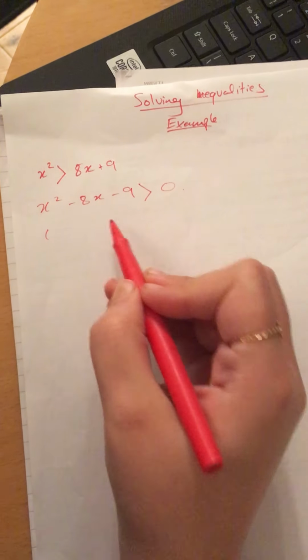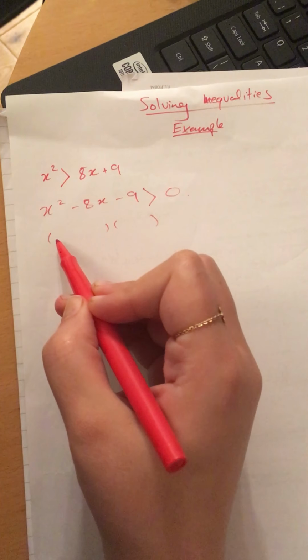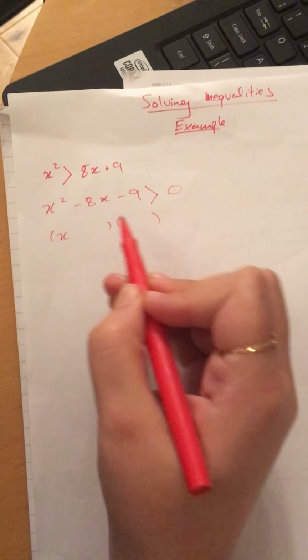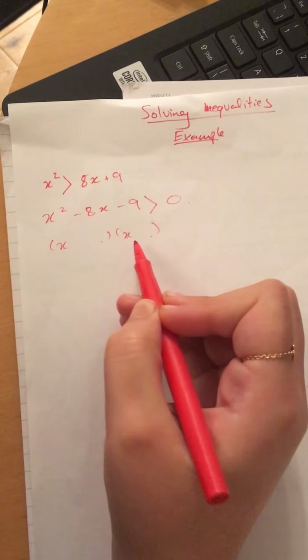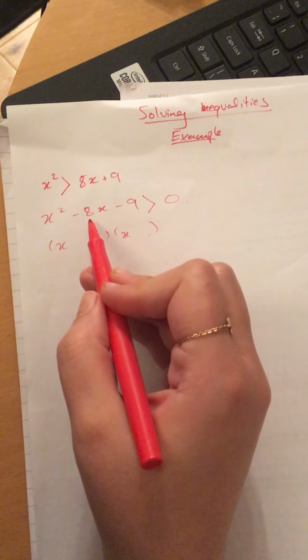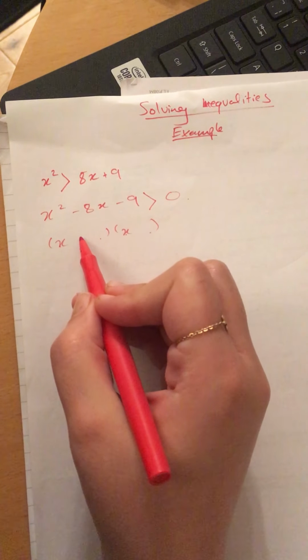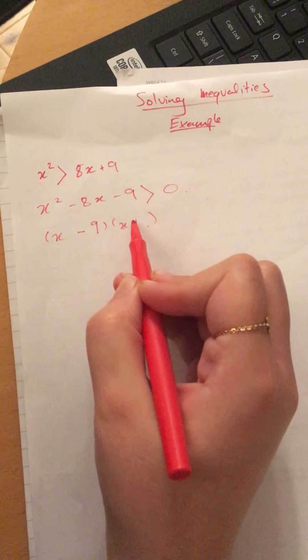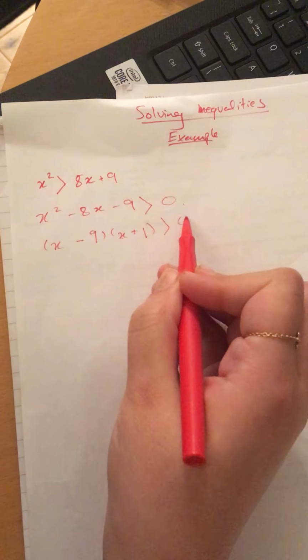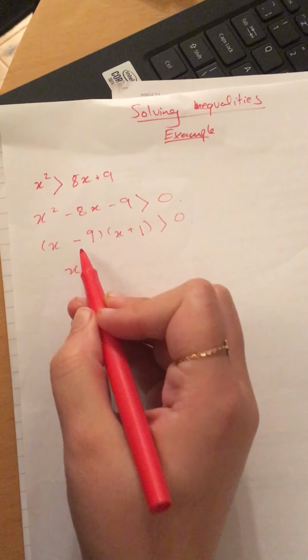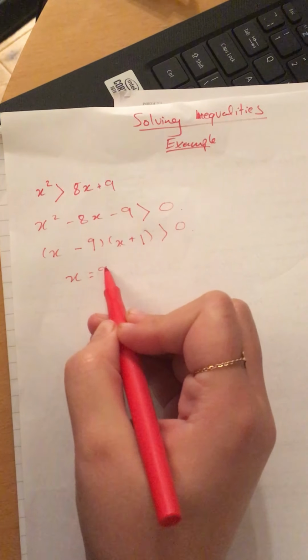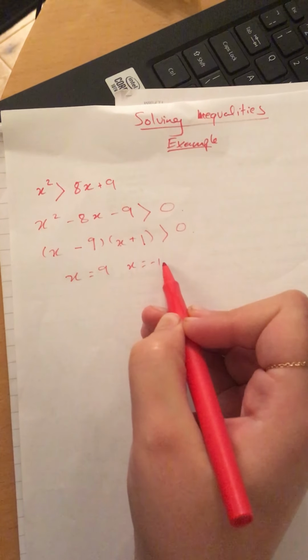And then I'd solve that bracket, so I factorize. I need these two to give me x squared, so x and x. And these two need to multiply together to give me minus 9 and add up to a negative 8. So minus 9 and plus 1. And that's greater than 0. That means x is equal to 9 and x is equal to minus 1.